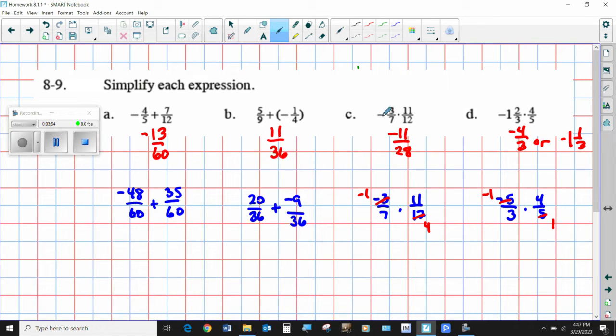When you're multiplying, a negative times a positive gives you a negative answer, and you just go from left to right. And turns out this can be simplified a little bit. 33 over 84 becomes 11 over 28. And then this is the key here. I'll actually work this one out. Yeah, I guess I don't have to.